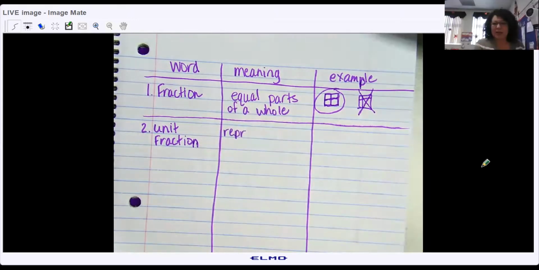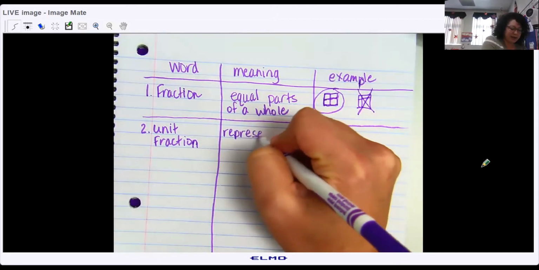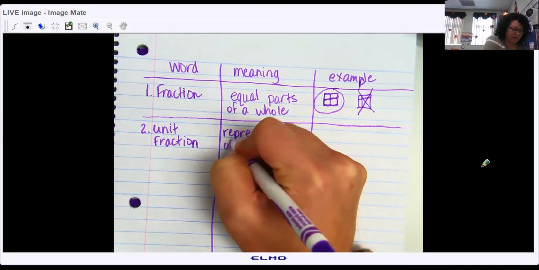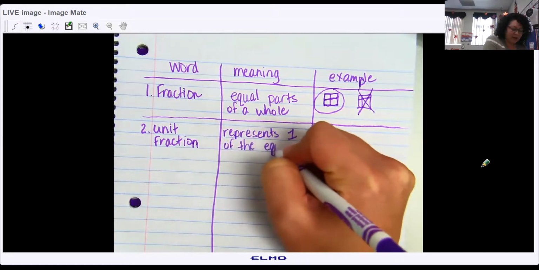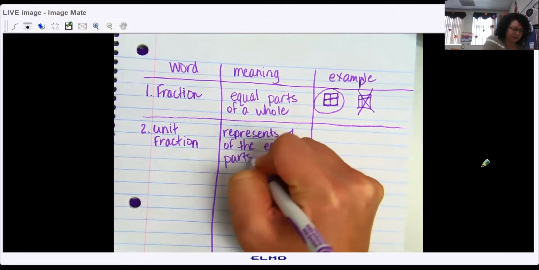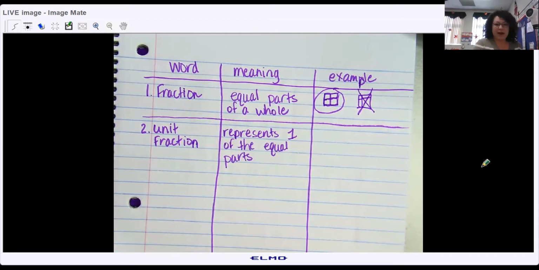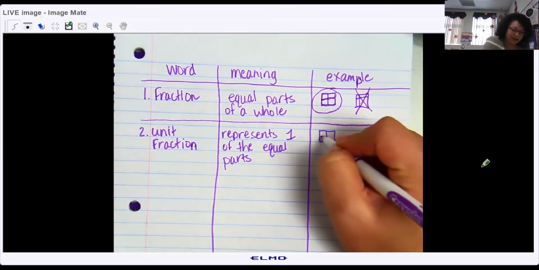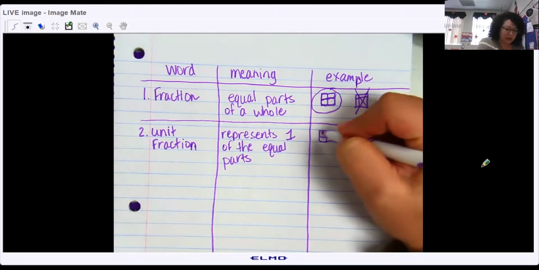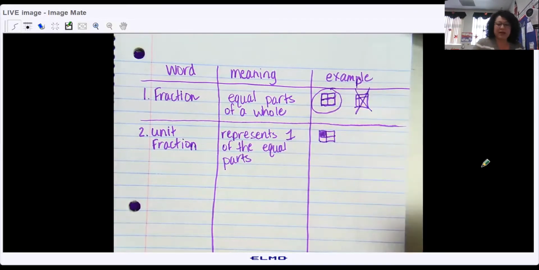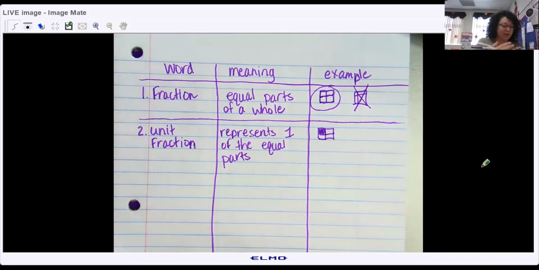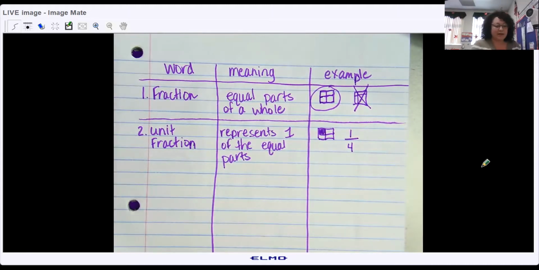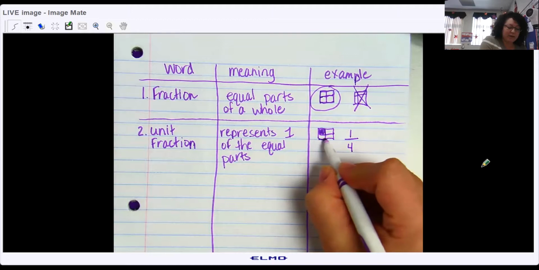So when I give you the example, it'll be a little clearer for you. Represents one of the equal parts. Okay. So if I use my square up here, the unit fraction represents 1. So I would have colored in 1 piece. And that would be, we're going to go over it, 1 piece is colored in and 4 pieces all together. This is the unit fraction 1/4.